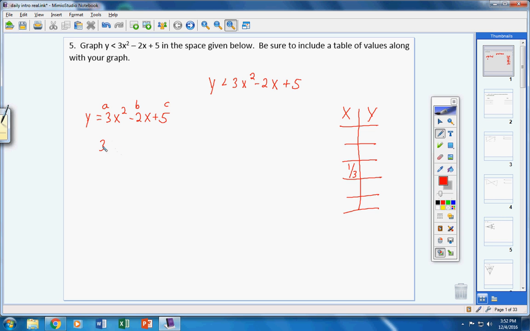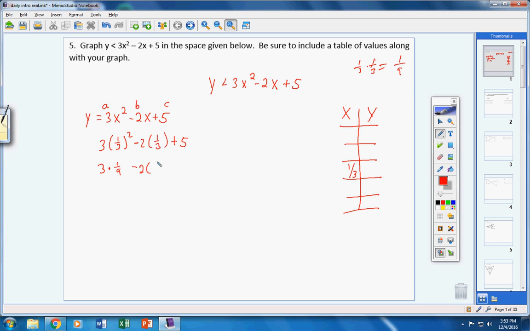I have 3 times 1/3 squared, minus 2 times 1/3, and then plus 5. Now if you have a calculator, you should not struggle with fractions at all. Do not multiply the 3 and the 1/3 first. You first must do your powers. So 1/3 squared means 1/3 times 1/3. 1 times 1 is 1, 3 times 3 is 9, so 1/9. So now I have 3 times 1/9.